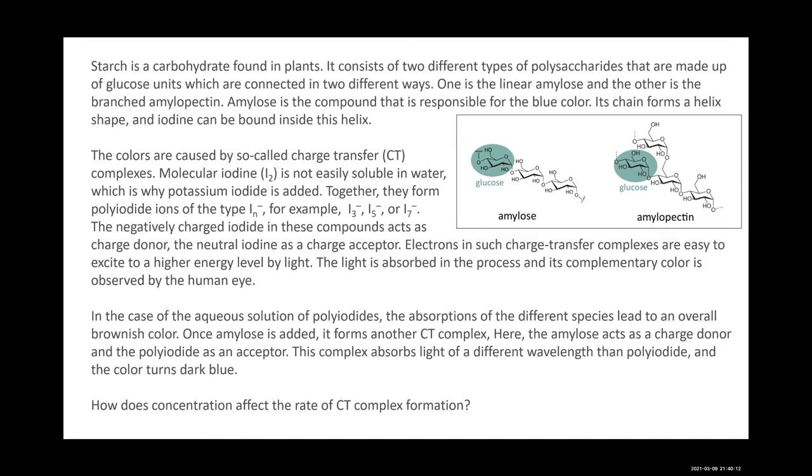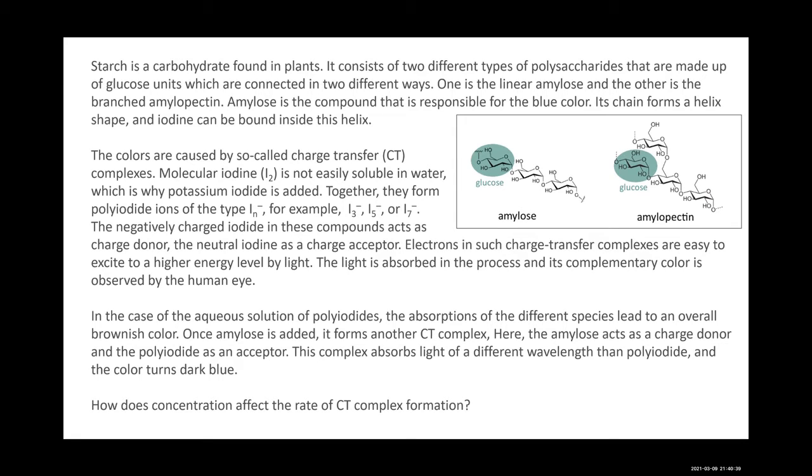Starch is a carbohydrate found in plants. It consists of 2 different types of polysaccharides that are made up of glucose units, which are connected in 2 different ways. One is a linear amylose, and the other is a branched amylopectin. See the graphic over there to the right. Amylose is the compound that is responsible for the blue color. Its chain forms a helix shape, and iodine can be bound inside that helix.